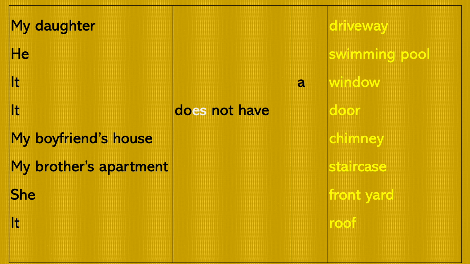My boyfriend's house. Again, these two nouns are possessive. That means this one belongs to the boyfriend. This apartment belongs to my brother. My boyfriend's house does not have a chimney. My brother's apartment does not have a staircase. She does not have a front yard. It does not have a roof.